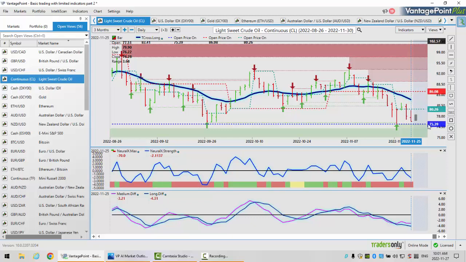The yearly opening price, if we get a clean break of that, we could extend lower, but I suspect that for next week we're going to hover between the Vantage Point T-Cross Long at 83.41 and the yearly opening price at 75.39. You can see that oil is very negative on the month, 86.08. The red is the monthly opening price, the green is the weekly opening price, and the blue is the yearly opening price, a very, very important level.